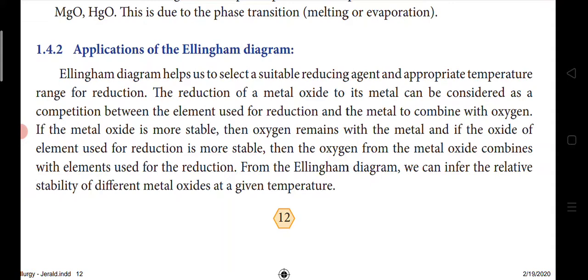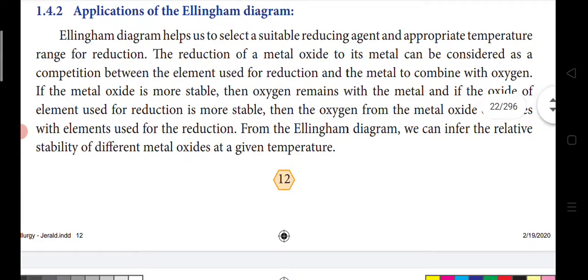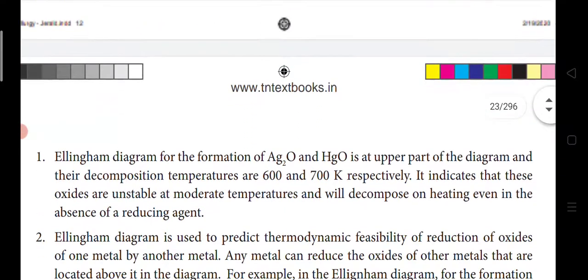So the reduction of a metal oxide to its metal can be considered as a competition between the element used for reduction and the metal to combine with oxygen. If the metal oxide is more stable, then the oxygen remains with the metal, and if the oxide of the element used for reduction is more stable, then the oxygen from the metal oxide combines with the element used for reduction. So from the Ellingham diagram, we can infer the relative stability of different metal oxides at a given temperature.